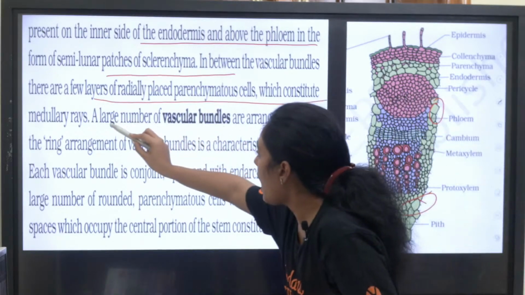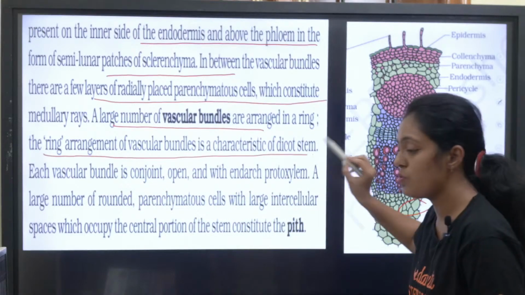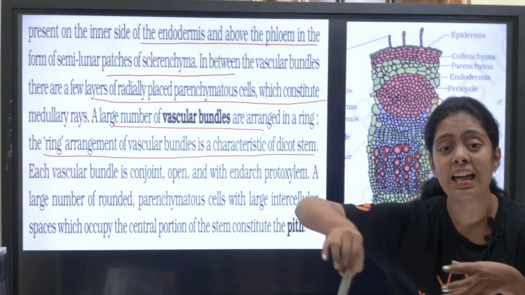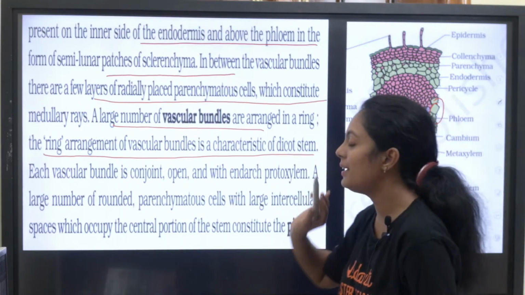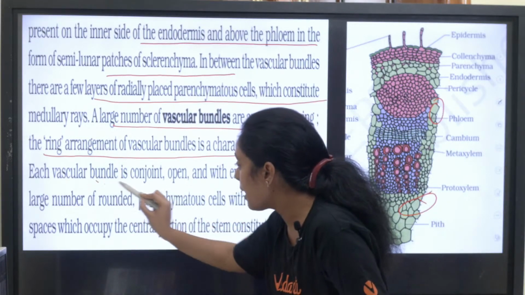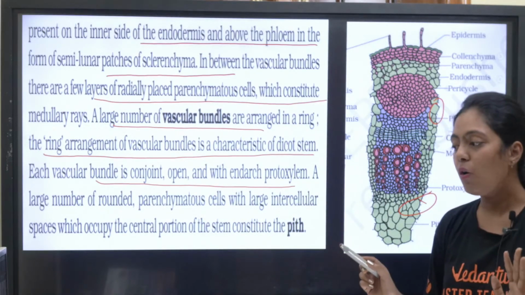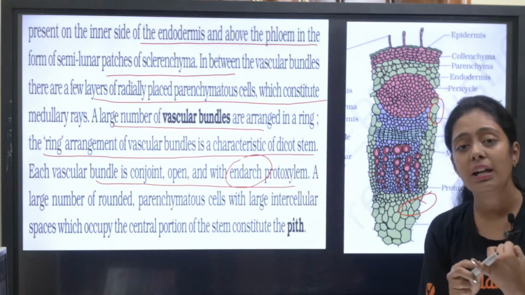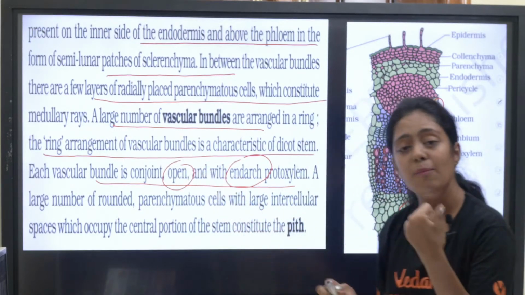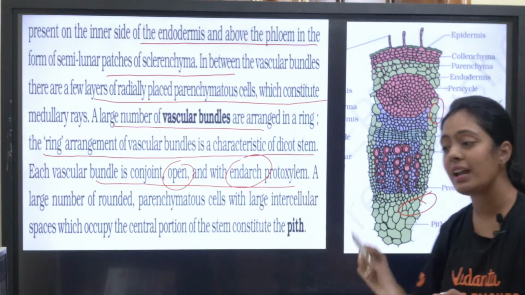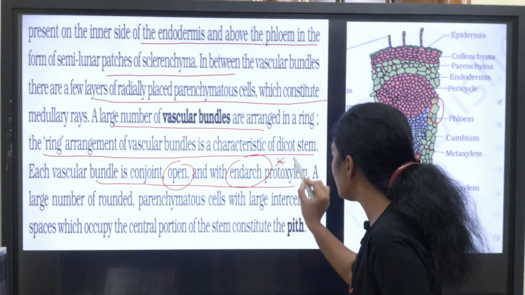Now a large number of vascular bundles are arranged in a ring. Very important: this ring-like arrangement of vascular bundles is a characteristic feature of the dicot stem. Each vascular bundle is conjoint, open, and endarch. Conjoint means both xylem and phloem are present together. Open means cambium is present. Endarch means protoxylem is towards the pith. This is very important.